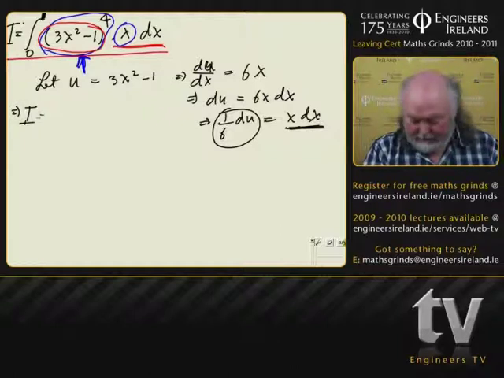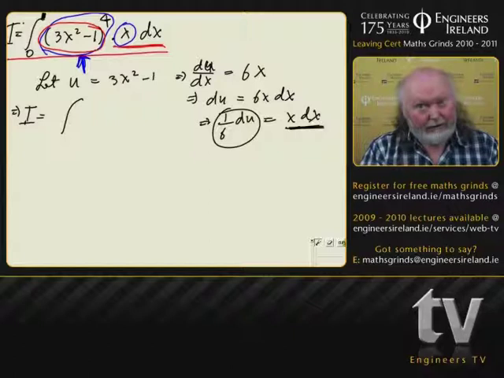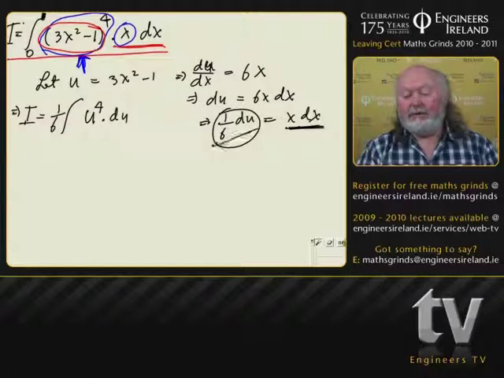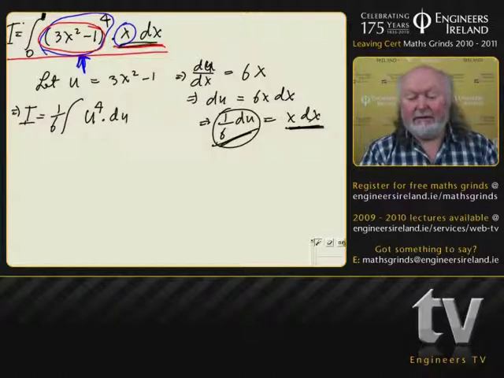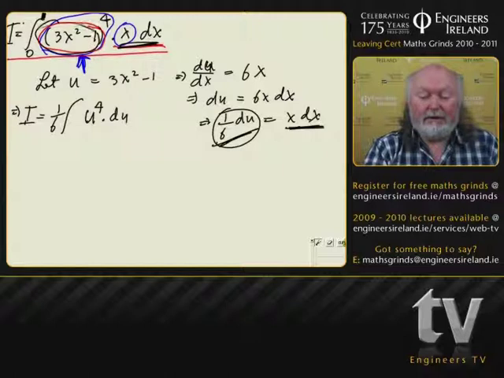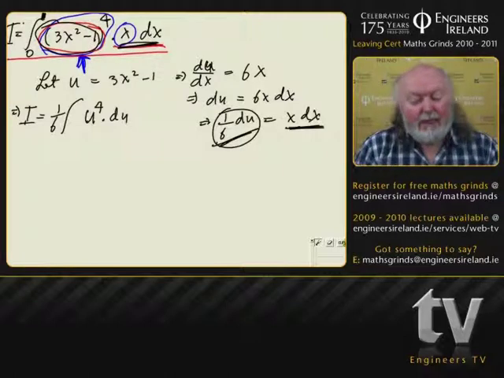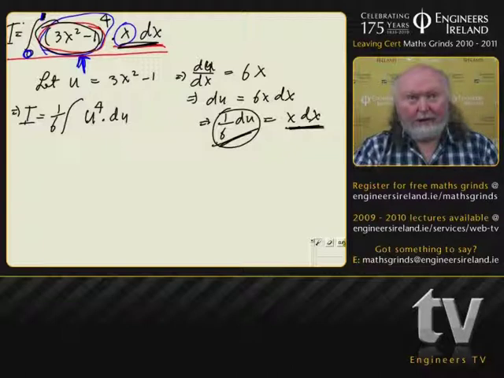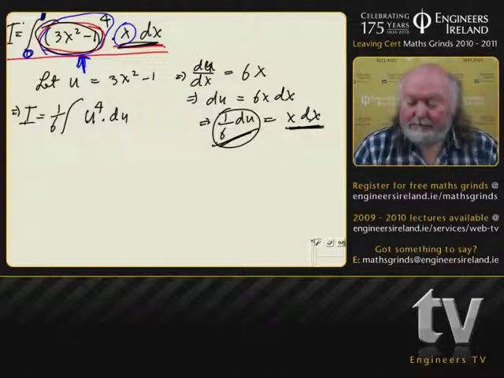I, the integral, is equal to the integral, and we'll look at the limits in a second, of u to the 4 du, and we have 1/6 of it. So 1/6 du replaces that, and we have u to the power of 4 because we've chosen all of this as our u. Now, we had limits 0 and 1, and we have to change them for our u.